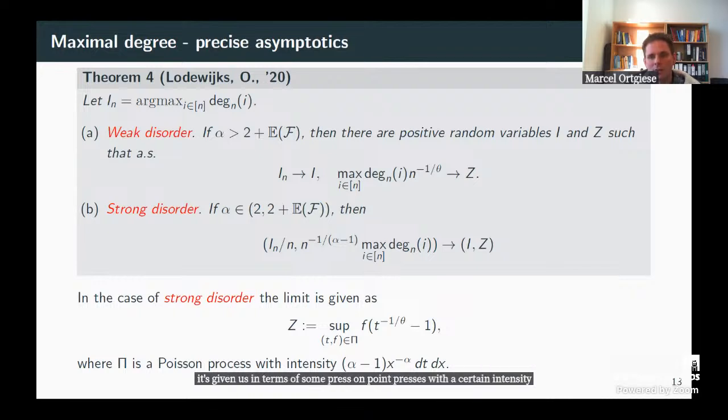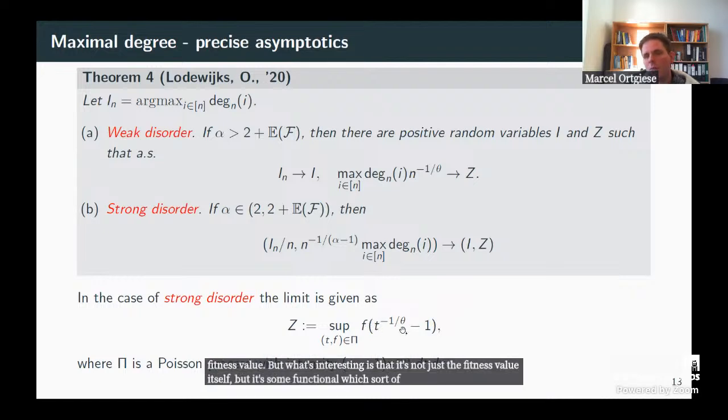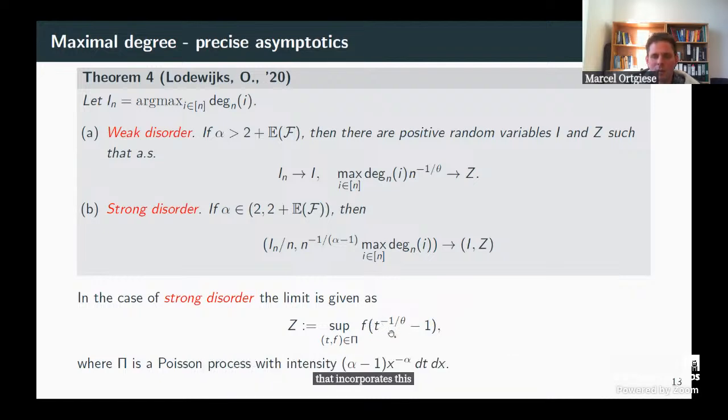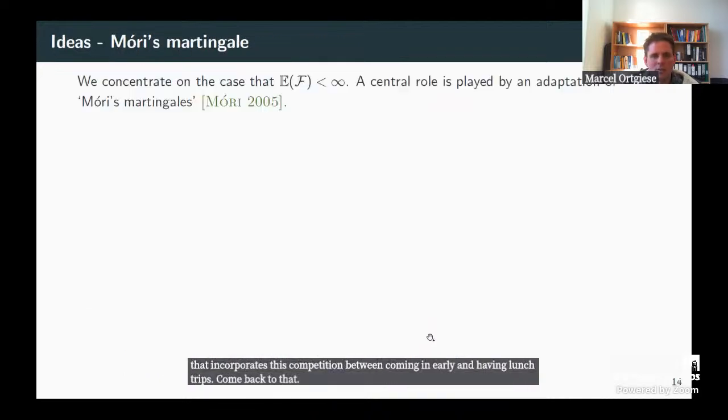That's not surprising because that's what you get for the largest fitness value. But what's interesting is that it's not just the fitness value itself, but some functional which incorporates this competition between coming in early and having large fitness. Come back to that in 2 seconds.